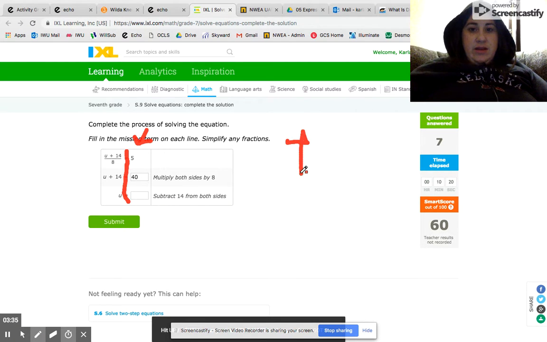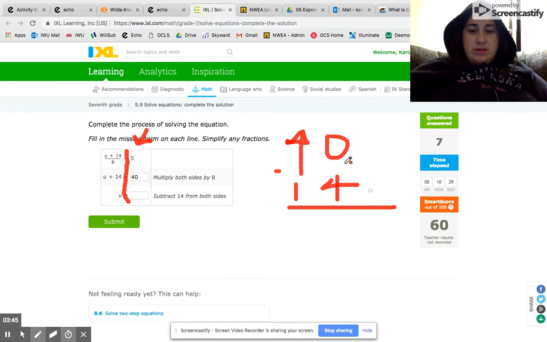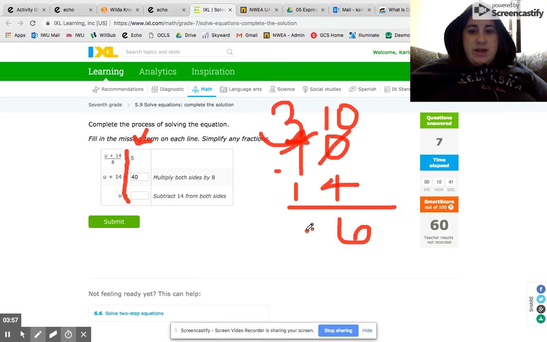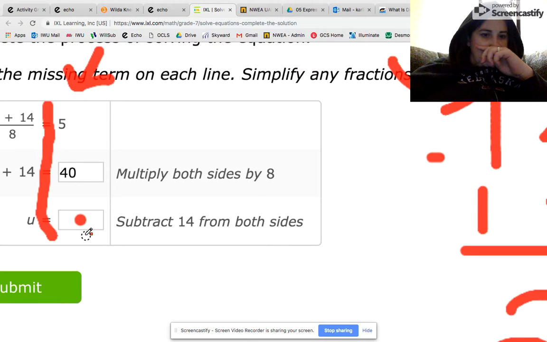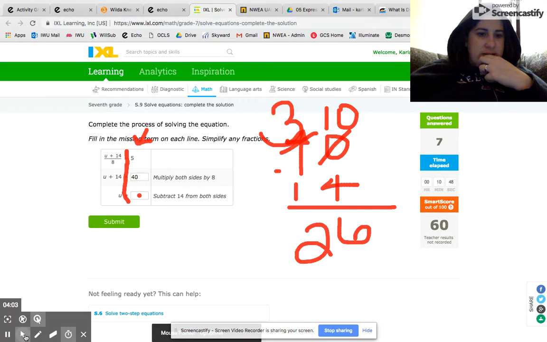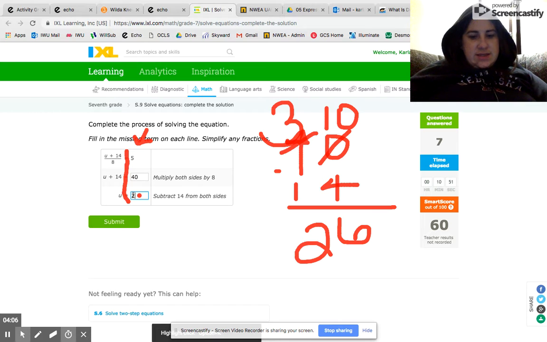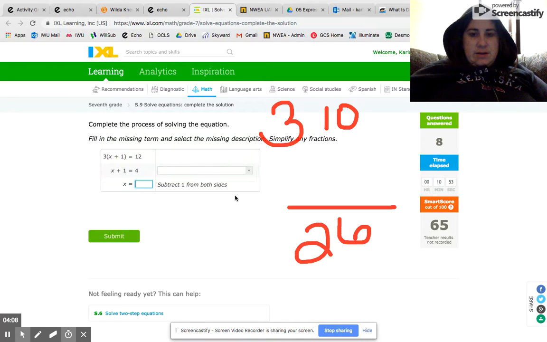So 40 minus 14. I'm going to borrow. This turns into a 3. This turns into a 10. 10 minus 4 gives me 6. And 3 minus 1 gives me 2. So my answer is going to be 26 right here. Oops, don't want to do that. I want this. 26. All right.